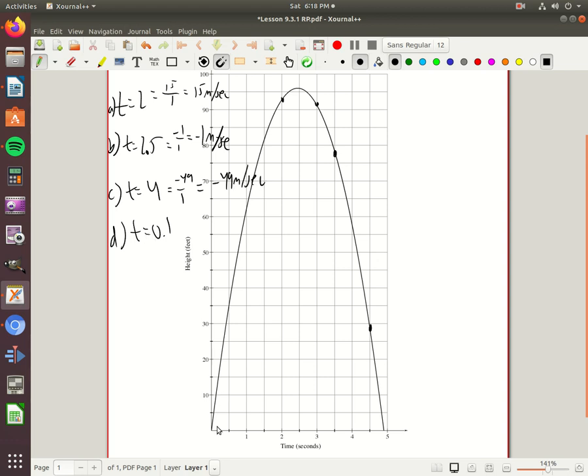And then at 0.1, I guess I can go from like a half. Half is about 18. So it goes up about 18 over a half, which would be 36 meters a second. And again, you can see when it's going down, it's negative. Went down here, went down here. When it's going up, it's positive.